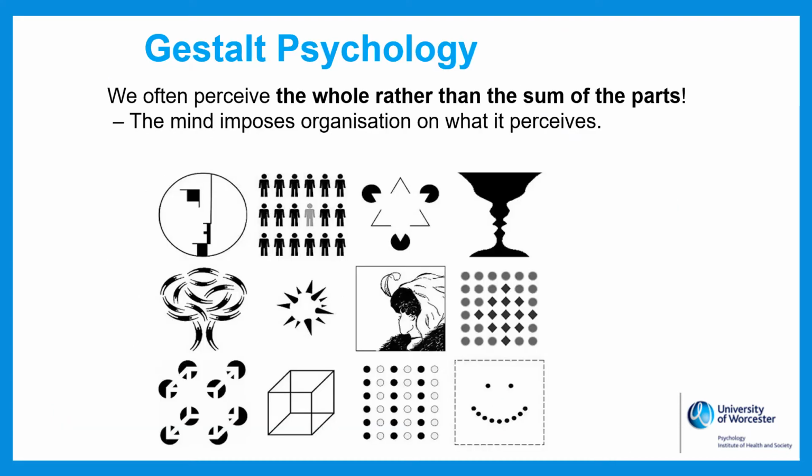Gestalt psychology was another area in psychology, and this was arguing that we perceive the whole rather than the sum of the parts. So for example, you could look at the bottom right diagram and see it as a smiley face, as opposed to seeing it as a combination of dots and dashes making the face and the square around it.